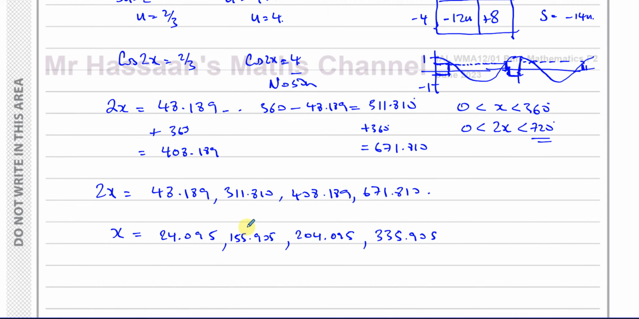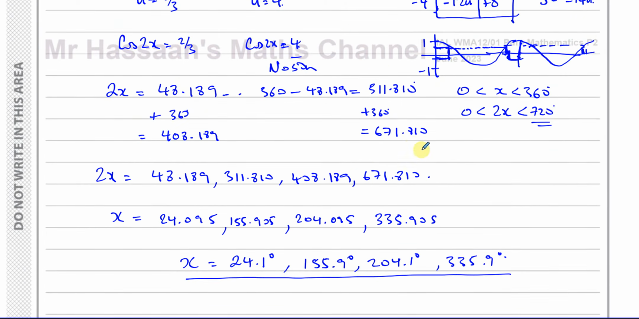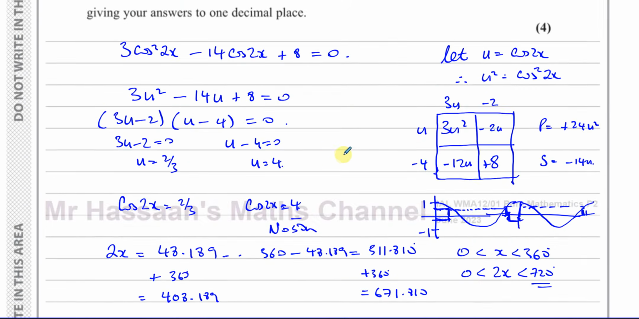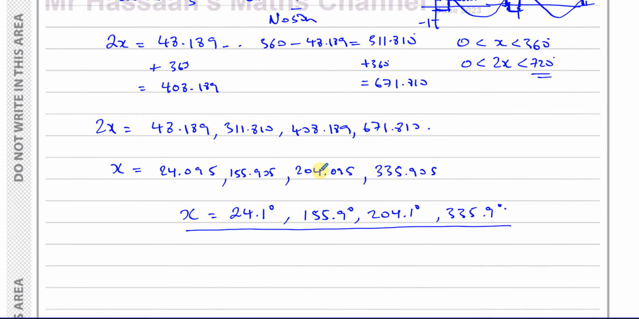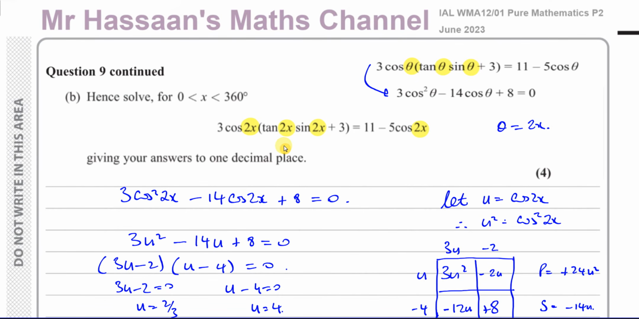So in the end, we write all our answers to one decimal place. You have 24.1 degrees, 155.9 degrees, 204.1 degrees, and 335.9 degrees. Those are the four angles which are within our range from 0 to 360, and those are the solutions to this equation. So that sums up this question about trig equations.